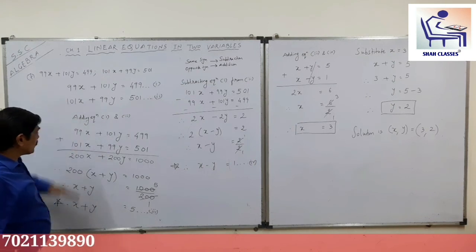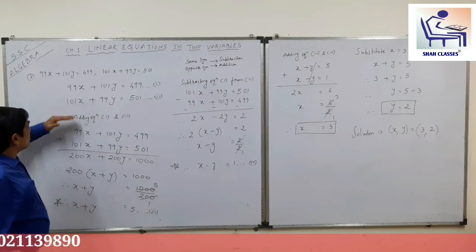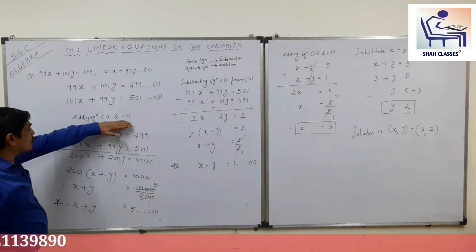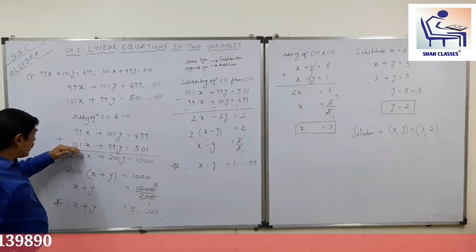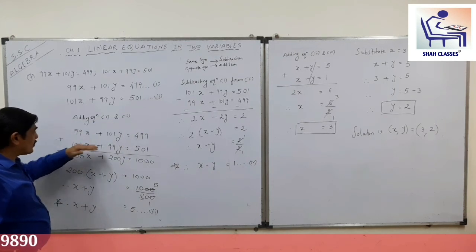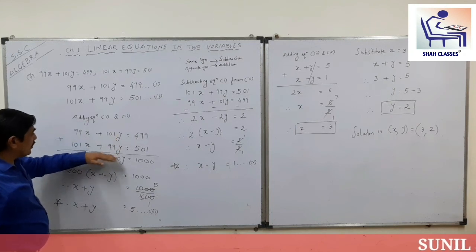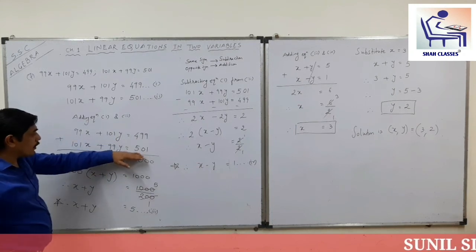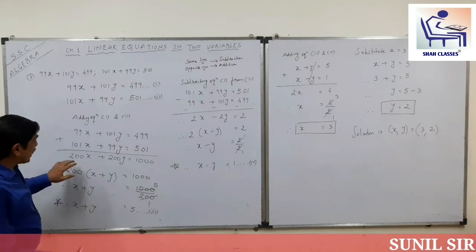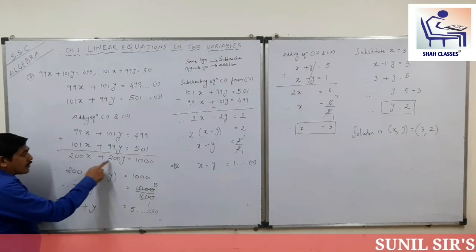Okay, so I'll just explain you once again. Here we are doing the addition of 1 and 2. So 99x plus 101x is 200x. 101y plus 99y is 200y. 499 plus 501 is 1000. We are getting that exact opposite.